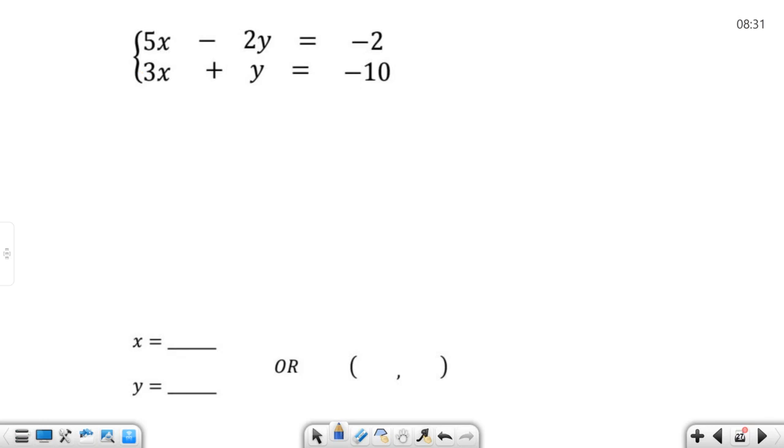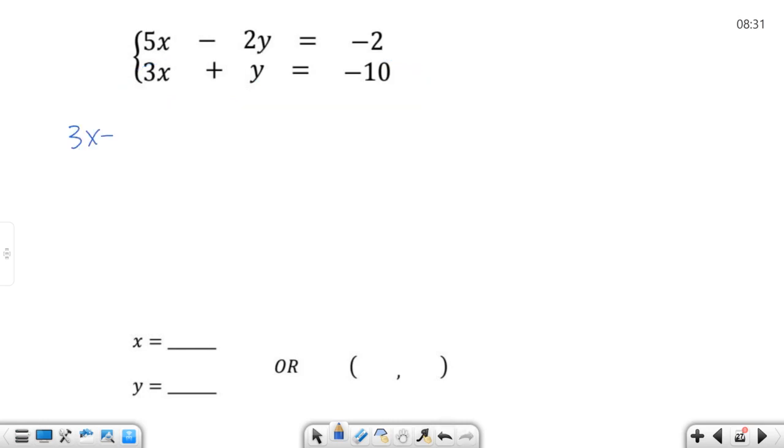5x minus 2y equals negative 2, and 3x plus y equals negative 10. So here, do I have x equals or y equals? No. If I just add the two equations together, do I eliminate something? No. But I do have this right here, plus y. So I'm going to choose to solve this equation for y and use substitution.